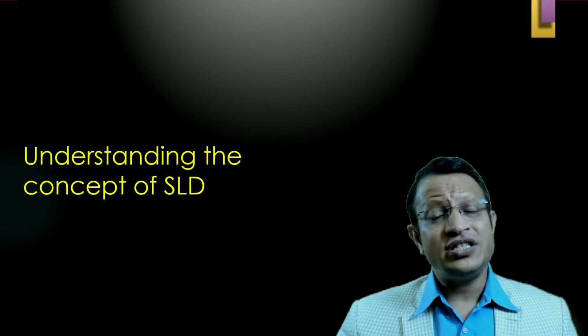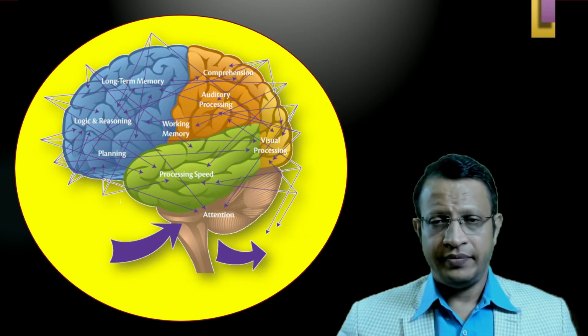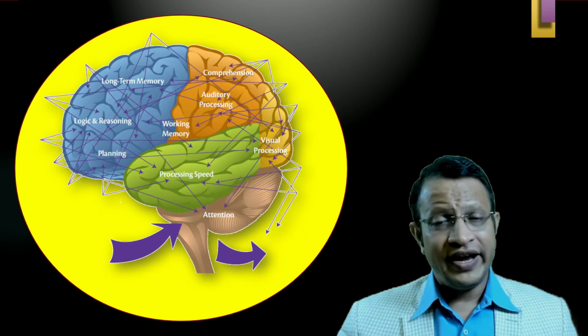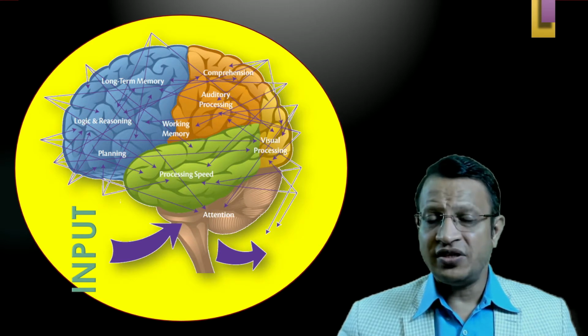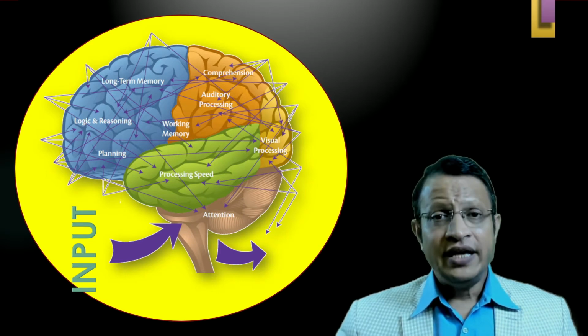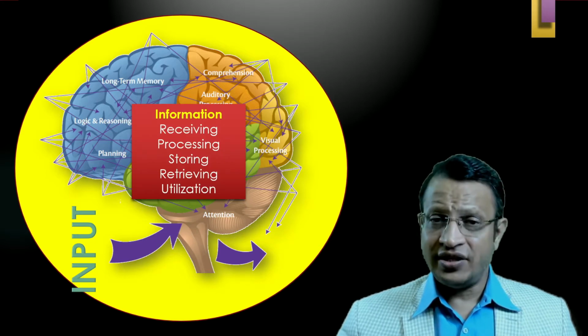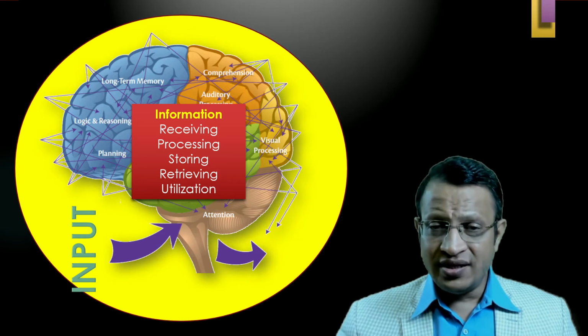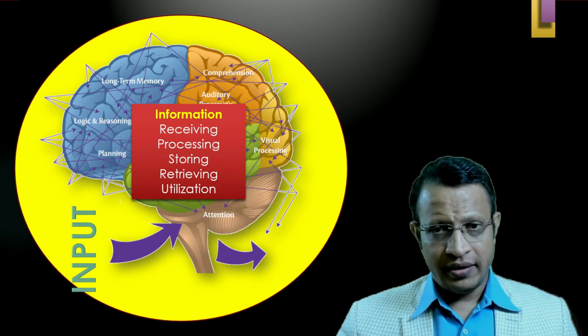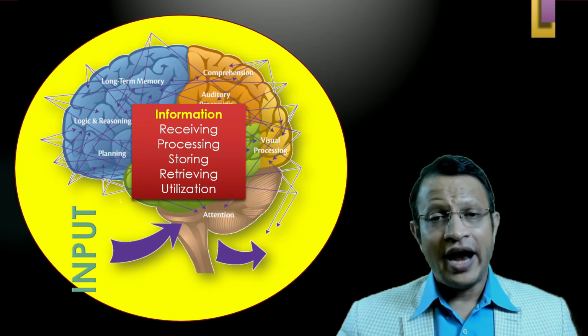Let's understand the concept of specific learning disorder. This is the brain. In the brain, we get inputs from various special senses, such as the eyes, by reading, by hearing, and also by touching and feeling. These inputs are in the form of information. It is received in the brain, processed in the brain, stored in the brain. Once it is stored, it will be retrieved later and utilized.